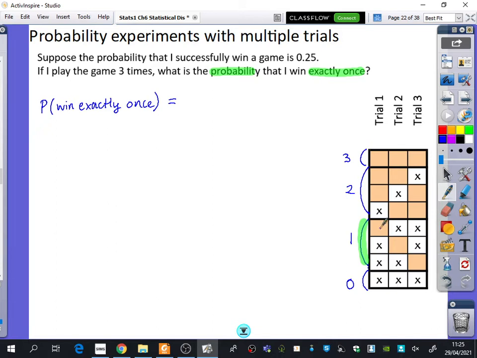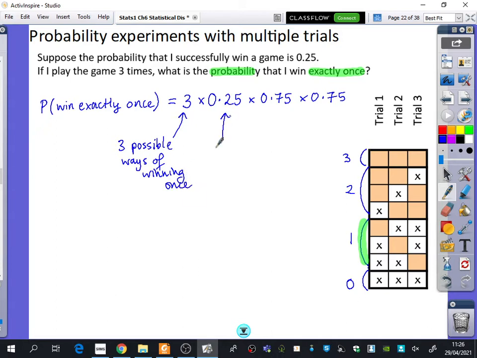It's always going to be a 0.25 times a 0.75 times a 0.75. So the probability I win exactly once is going to be my 0.25 times 0.75 times 0.75. And I'm going to multiply it by 3. Why did I multiply it by 3? Because there are three different ways that it could happen. It could happen like this, this, or this. So I'm going to annotate this. I'm going to say there are three possible ways of winning once.